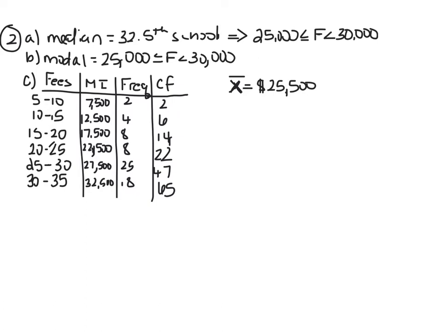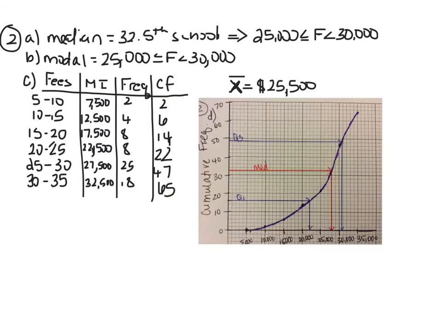Part D wants you to construct a cumulative frequency graph on your graph paper. To aid me with this, I added a cumulative frequency column to my table, adding up the cumulative frequencies. Across the bottom axis, you have the upper class bounds, and across the vertical axis, you have the cumulative frequency. Make sure you label this. I cut it off, but this is what your cumulative frequency graph would look like.